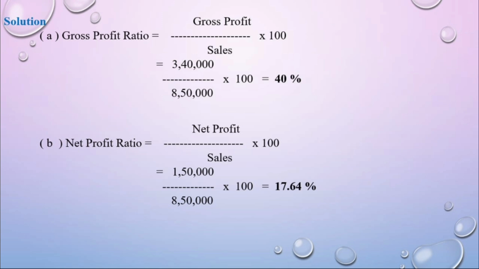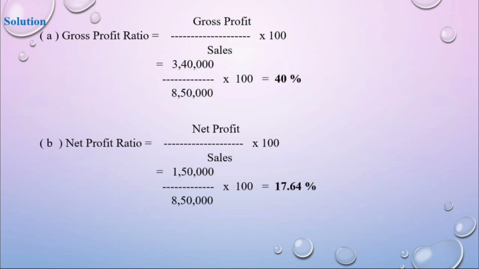Now we calculate gross profit ratio. The gross profit ratio formula is gross profit by sales into 100. For this trading account, gross profit and sales amounts are given. Gross profit 3,40,000, sales 8,50,000. So now we apply the formula, gross profit by sales into 100. Gross profit ratio is 40%.